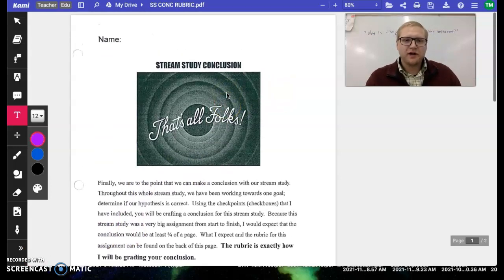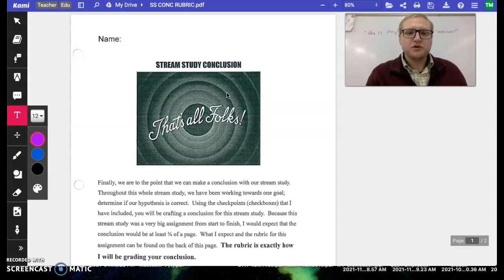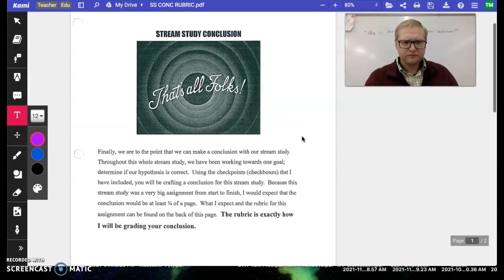So here is the directions to the stream study conclusion. You should each have your own copy of this. It has 3 holes on the side, which means it should all end up in your binder. So here are the directions for your conclusion. It says, finally, we are to the point that we can make a conclusion with our stream study. Throughout this whole stream study, we have been working towards one goal, determining if our hypothesis is correct.